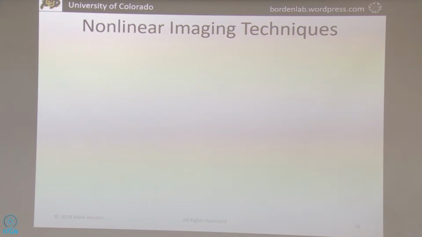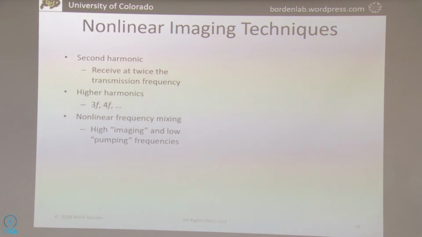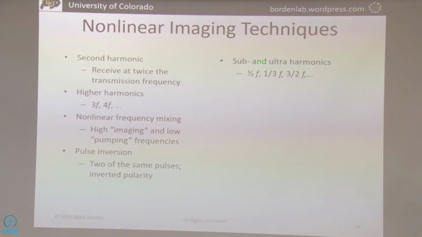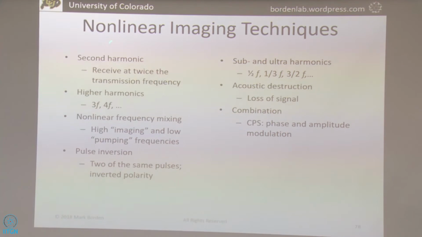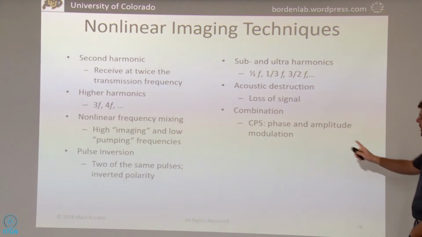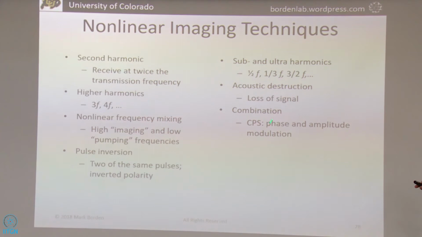So they can take advantage of all these nonlinear oscillations: second harmonics, higher harmonics, nonlinear frequency mixing, and pulse inversion, where you take the same pulse and invert its polarity. So instead of doing compression first, you do rarefaction first. Also sub or ultra harmonics, acoustic destruction, loss of signal, or a combination of some of these. For example, CPS, contrast pulse sequencing, where you do both phase and amplitude modulation.